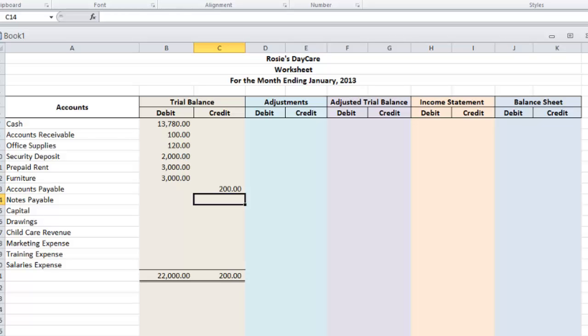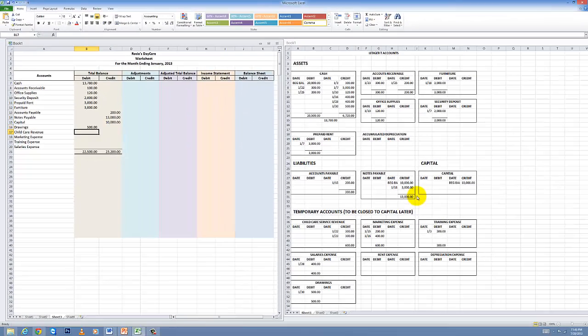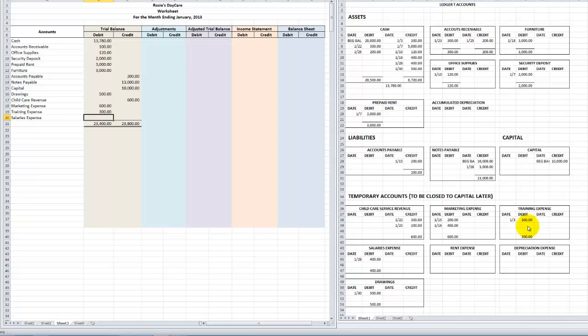Then we have notes payable. Notes payable we have 13,000 on the credit side, so we're going to put 13,000 on the credit side. Then we have drawings, right here in the bottom. We have $500 on the debit side. We're going to put $500. I do apologize, capital first. Capital 10,000. Drawings 500. Childcare revenue, we have $600, so I'm going to put $600 on the credit side. Then we have a marketing expense, $600 on the debit side. Training expense, $300 on the debit side, and salaries expense, $400 on the debit side.